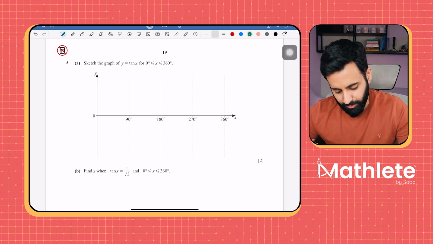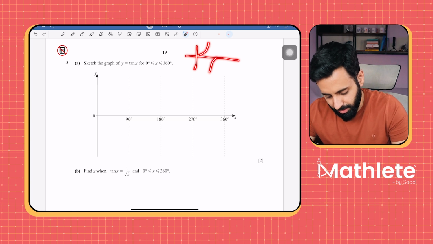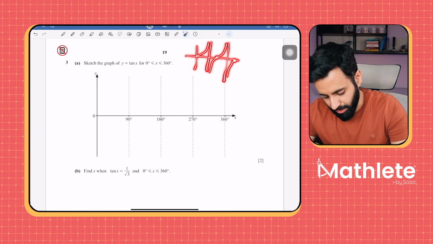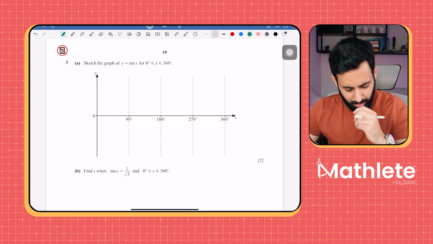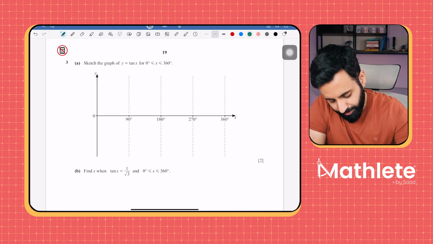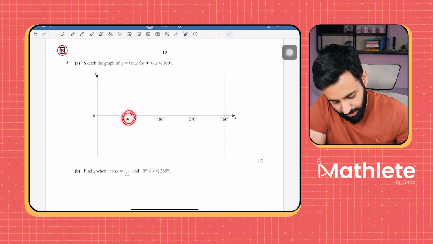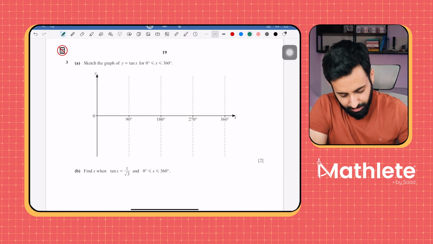Now, once again, we have the graph of tan, so you should be able to recall the shape, and this is what the graph of tan looks like. This is one cycle, and then the cycle repeats, and here are your asymptotes, which although are already drawn, you don't have to draw them yourself. The vertical lines are already drawn. Not all of them are asymptotes. The asymptotes are basically at 90 and at 270.